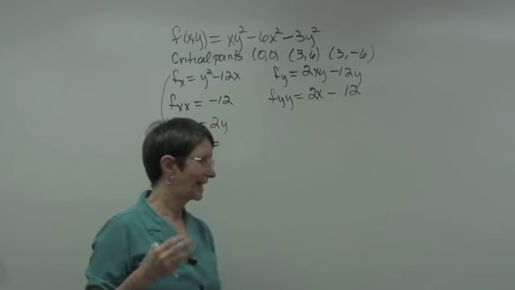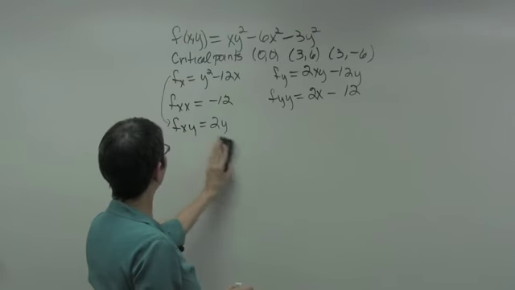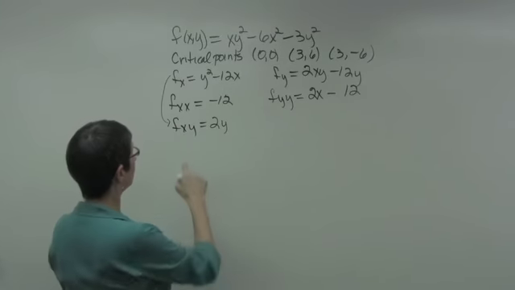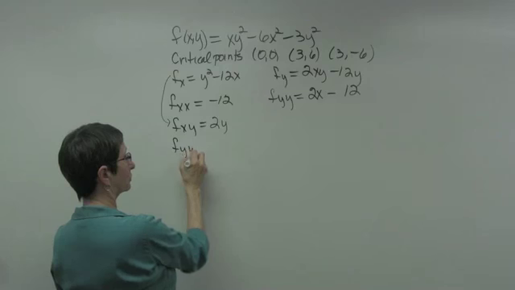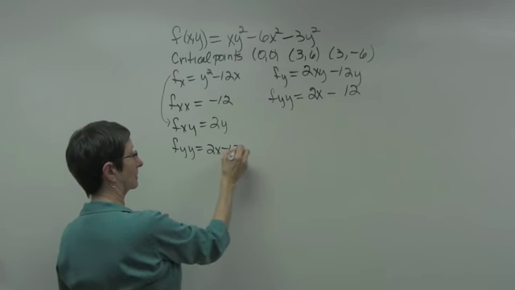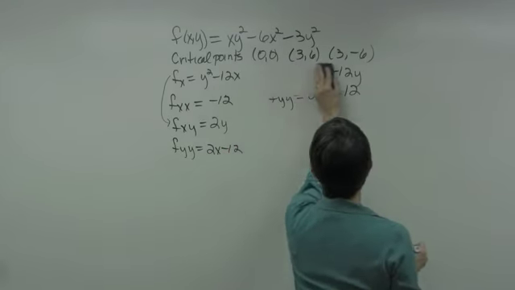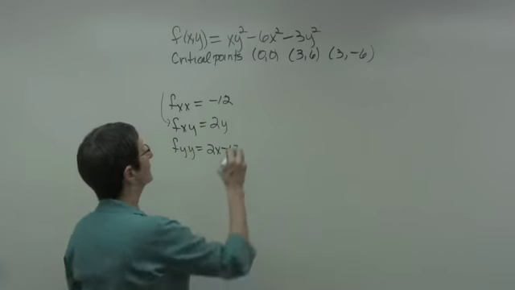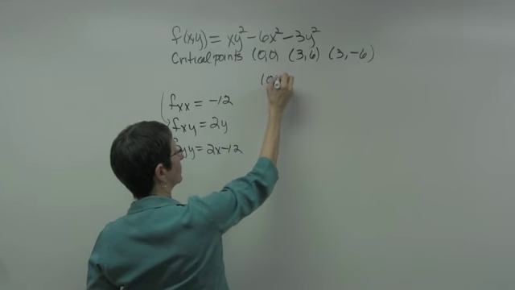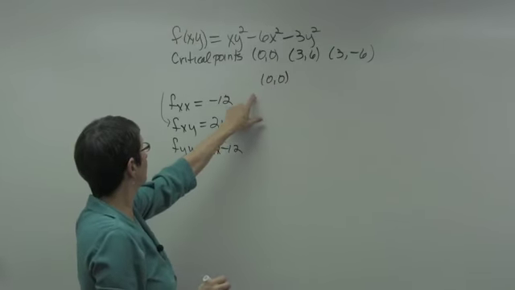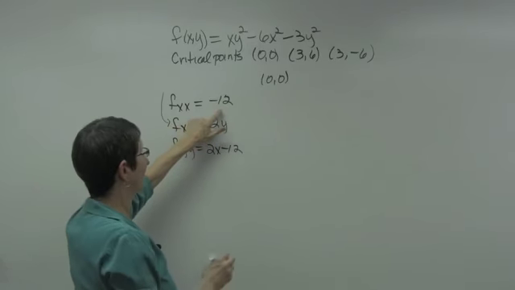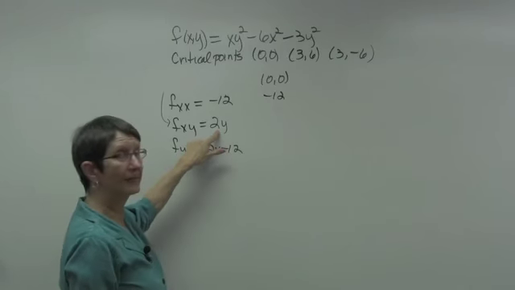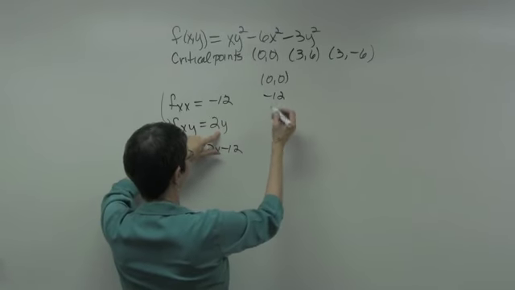Now, I think I won't actually start with this. I think what I'm going to do is go point by point and find out what my values are. So let me write my partial with respect to y down here. And I don't need the first ones anymore. Check each point. So at the point 0, 0, if I plug 0, 0 in here, it's a constant. If I plug 0, 0 in for the mixed partial, it's a constant.